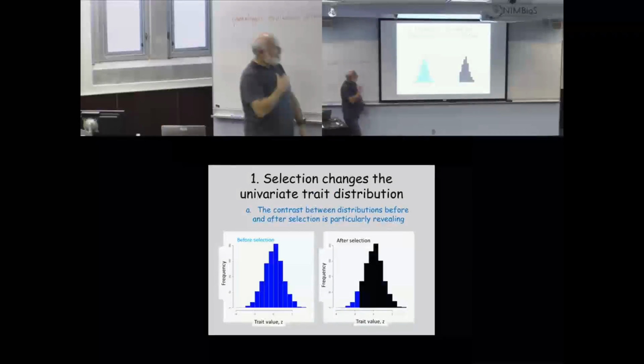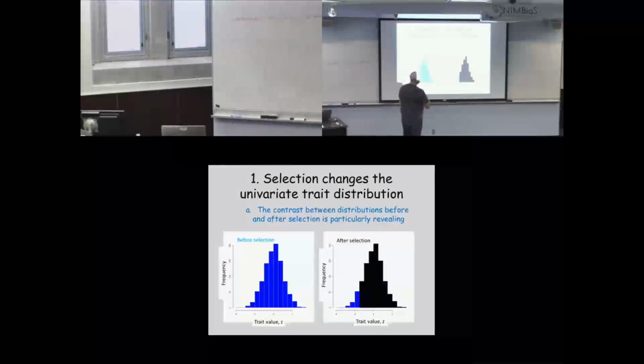Okay, so here's a simple example. Let's suppose that we have truncation selection. I'm trying to remember how I did this.